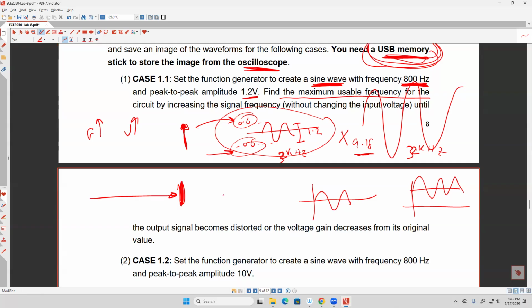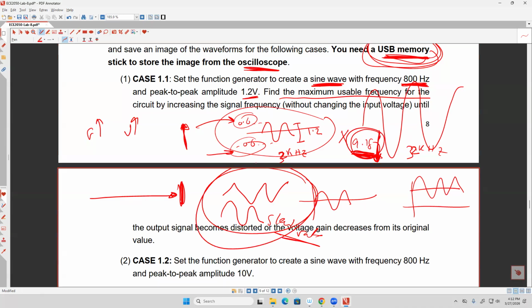Number one, the signal starts to be distorted. It's not a pure sine wave anymore, right? Any kind of distortion you should see. Number two, the gain should be 9.18, right? Or maybe the gain is going to be reduced before the slew rate has an impact. Whatever, any one of them. If you see the gain is not 9.18 anymore, or there is a significant or some reduction here, that means this is the maximum frequency, or distortion has happened.